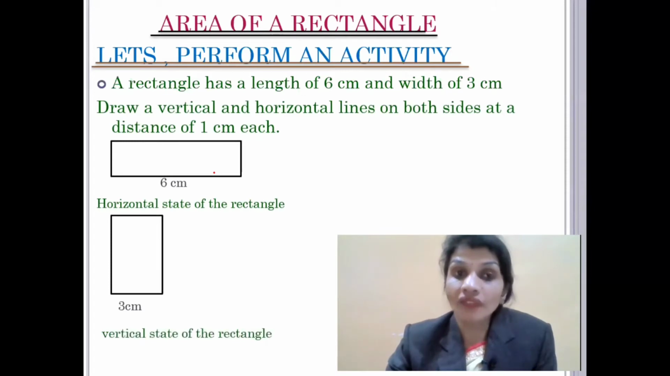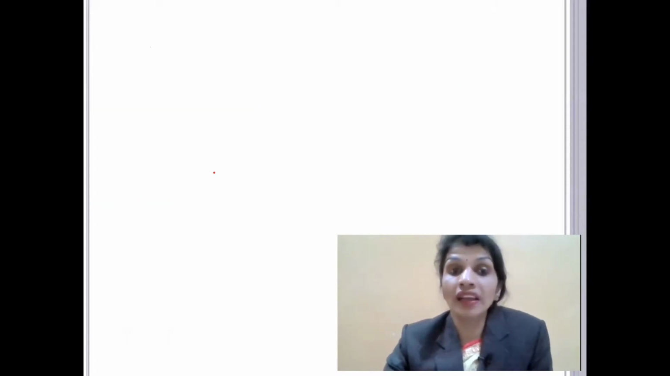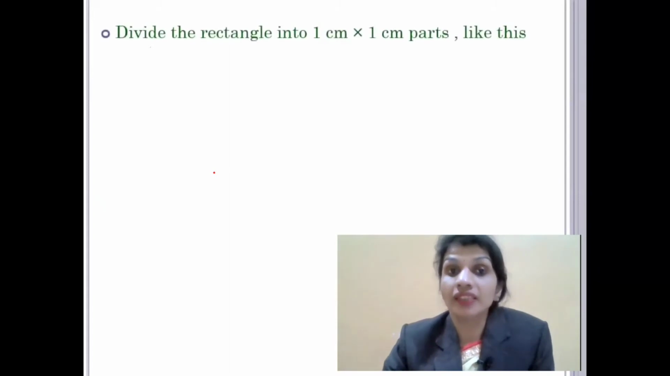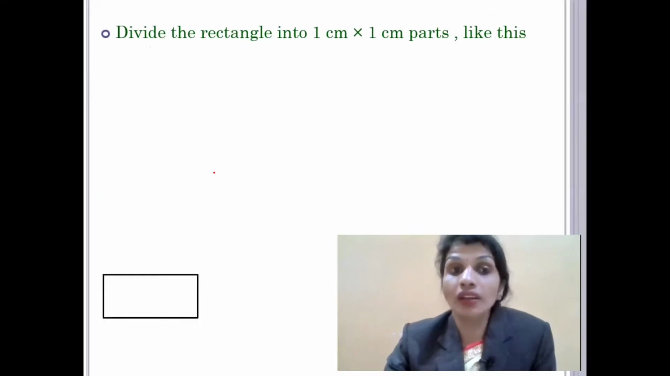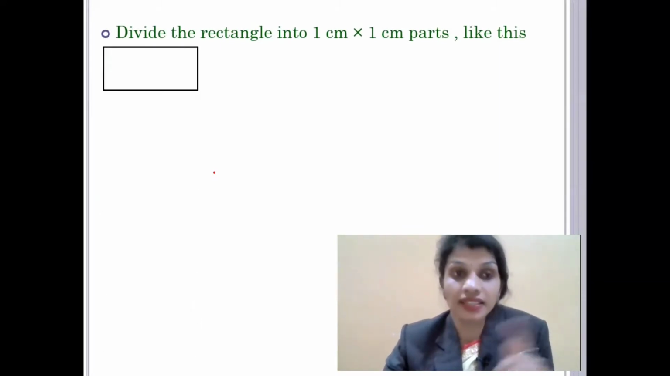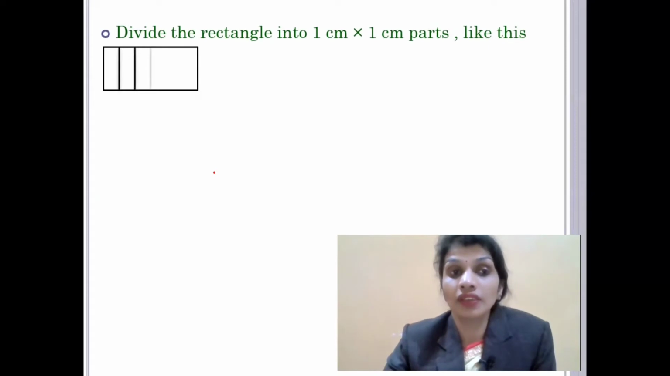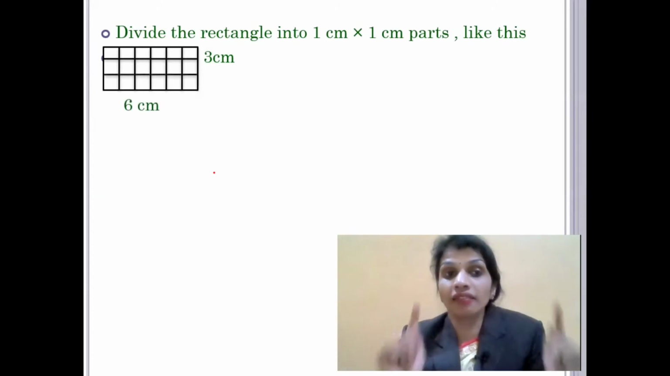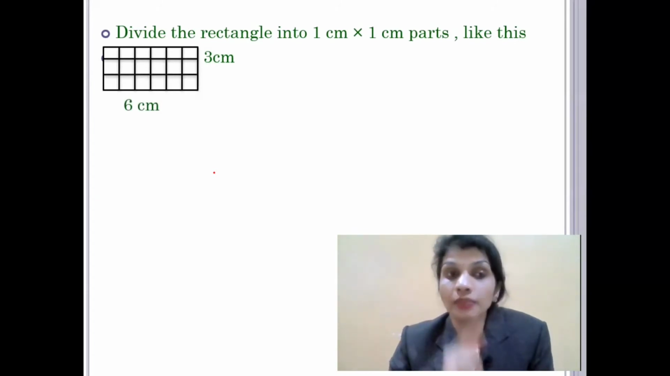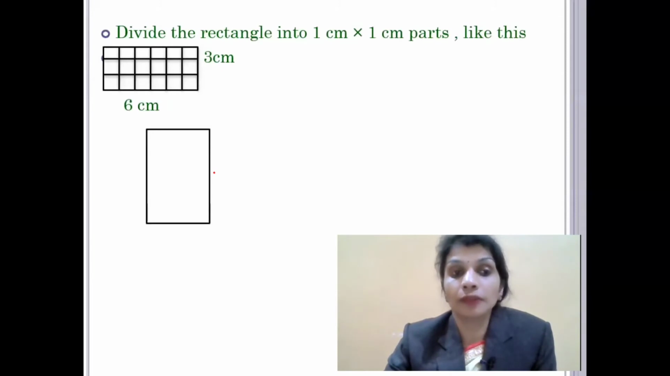Now after that, what are we going to do? We are going to divide the rectangle into 1 centimeter by 1 centimeter parts. How? Like this. See, this is your rectangle, 6 centimeter. Now I'm going to divide it at 1 centimeter. Okay, 3. Now here also. Okay, now again. See, we have divided the rectangle into 3 centimeter, 6 centimeter, and 1 centimeter parts. Now this was the horizontal divide. Now I'm going to divide it vertically also. See here.